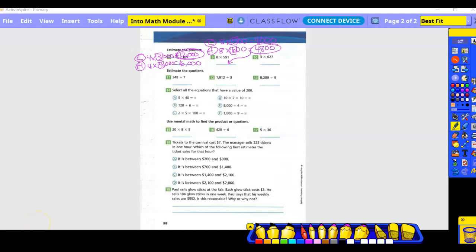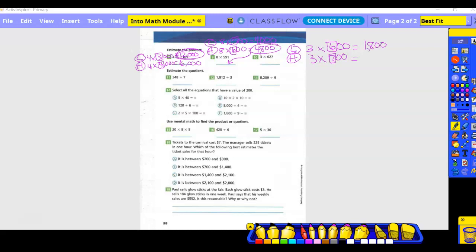Number 10, we need a low and a high and 3 times. So what's going to be my low? What is 627 between? 600 and 700. Put my 6 in a box. 3 times 6 is what? 18. And then add 2 zeros.